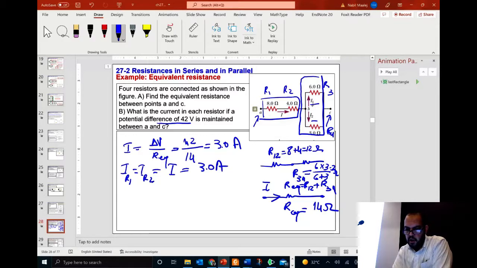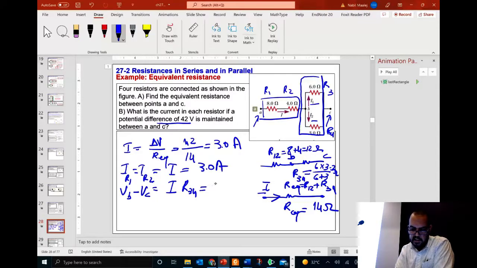In order to determine the current through resistor R3, I can start by first determining the voltage between B and C. So this is here B and C. Since I have the current, and I have the resistance R34, which is 2 ohms, I can determine VB minus VC is equal to the current I times R34. R34 we already determined, that's 2 ohms. 2 ohms times 3 amps, that's 6 volts. Correct? Yes.